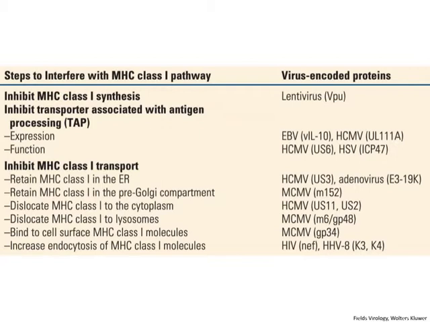Look at the different ways. Retaining class 1 in the ER so it doesn't get to the cell surface, retaining it in the pre-Golgi, pushing it into the cytoplasm so it can't get on the cell membrane, pushing it to lysosomes where, of course, it would be degraded, binding to the surface so it can't present, down-regulating by endocytosis. It's just amazing. And all these viruses typically cause persistent infections.